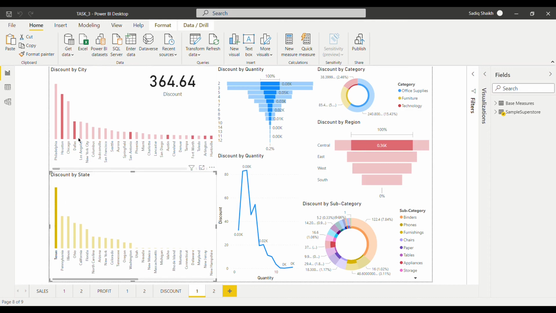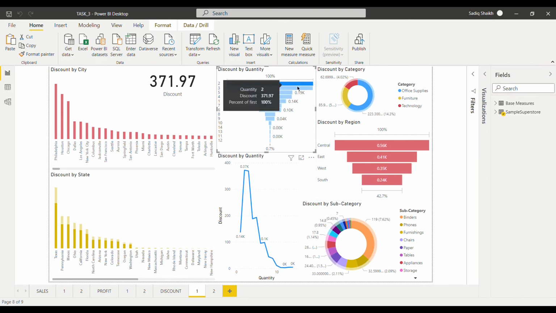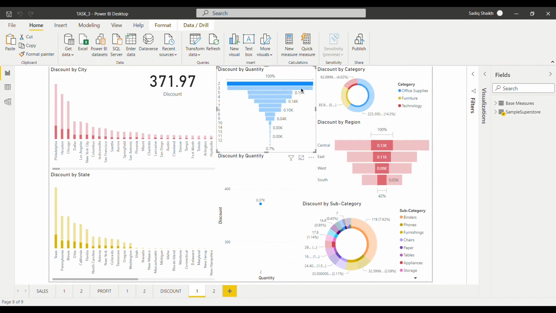As you can see, if I'm selecting over here, the discounts also change and show the discounts as per that specific location. Then if we have a look at the quantity-wise view, it's touching around 0.37 thousand, so around 370 in discount value. If we have a look at the discounts as per quantity, then we can see it's mostly around 2 or 3. Mostly these are the two values on which people are getting the discount.